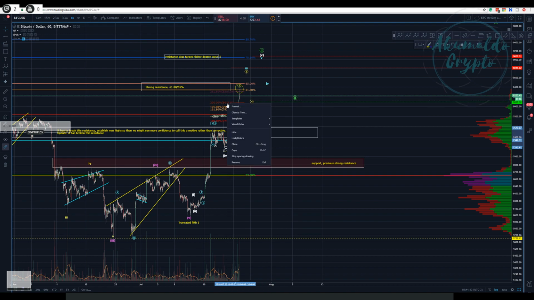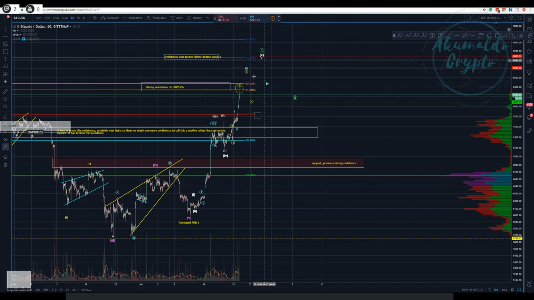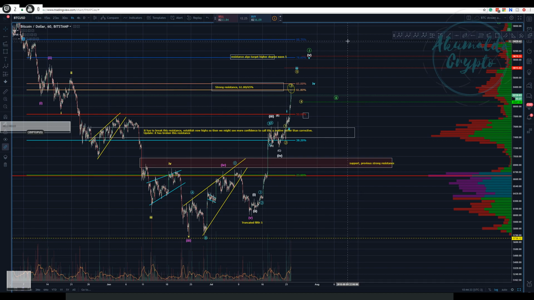But when we measure this, this would be actually the 1, 2, 3. Yes, it surpassed the wave 3. But when we measure the 1, 2 here, we are gonna see that this is exactly hitting this line here, this resistance, that is the 61865.